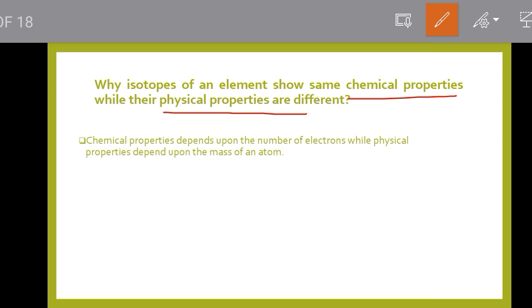As we already know, the chemical properties depend upon the number of electrons. Isotopes have the same number of electrons and the same number of protons, so their chemical properties remain the same, while physical properties depend upon the mass number, so their physical properties change as the mass of the isotope changes.